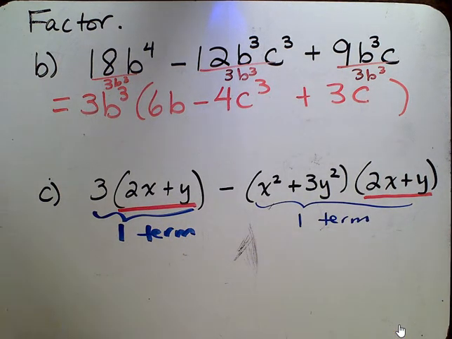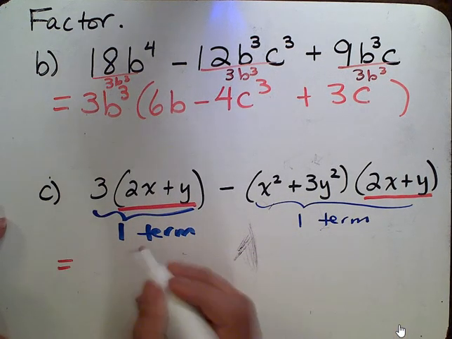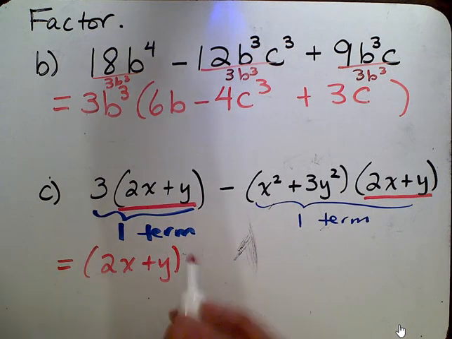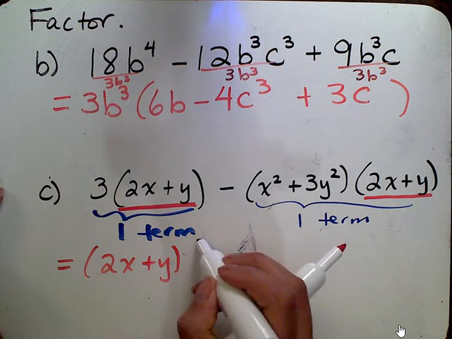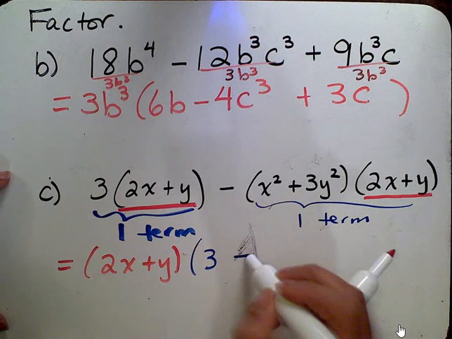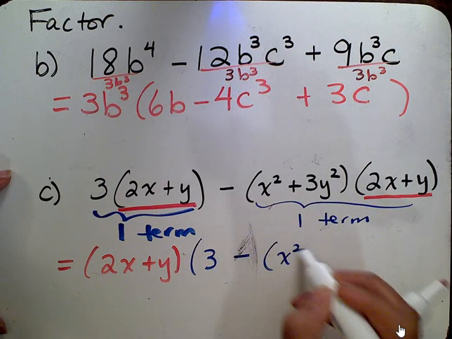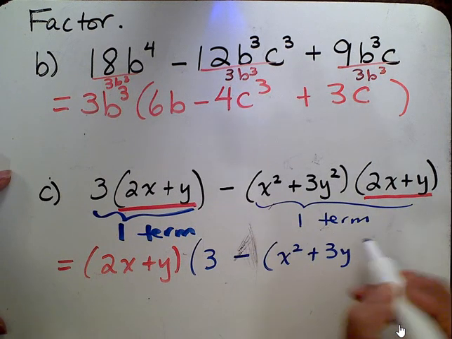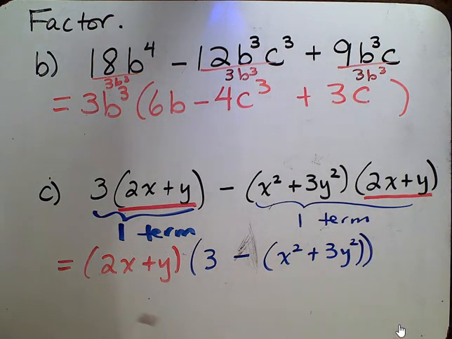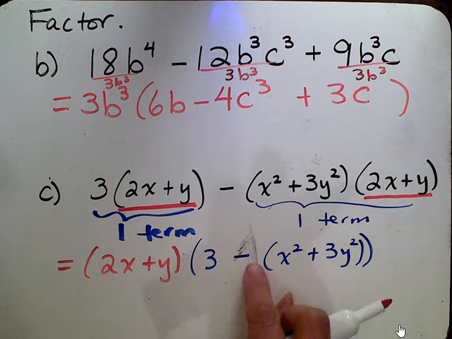Now, what is common in each of those terms? What's common is the 2x plus y. So when I remove the 2x plus y, what's left? The 3. And again, I'm going to remove that 2x plus y. And what's left is the negative x squared plus 3y squared. Now, there is a reason why I put this in a bracket. It has to do with this negative sign in front.